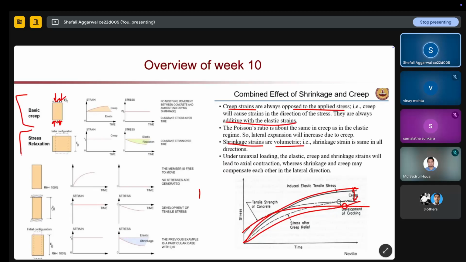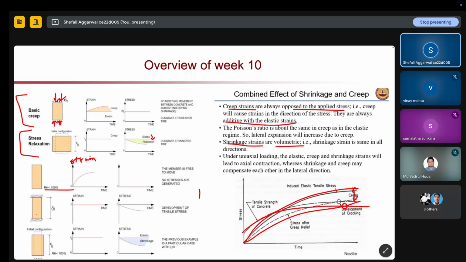When you are relaxing, during stress relaxation, what is happening? There will be constant strain over time, and your stress is releasing. Your stress will go from the elastic state to the relaxation state. Now if I am restraining this point, and my relative humidity is less than 100, what will happen? Your strain versus time graph will be like this. With time your strain will increase. However, if you talk about stress versus time, no stress will be generated in this case, because it's not restrained from any point. So the member is free to move, however your strain is increasing.